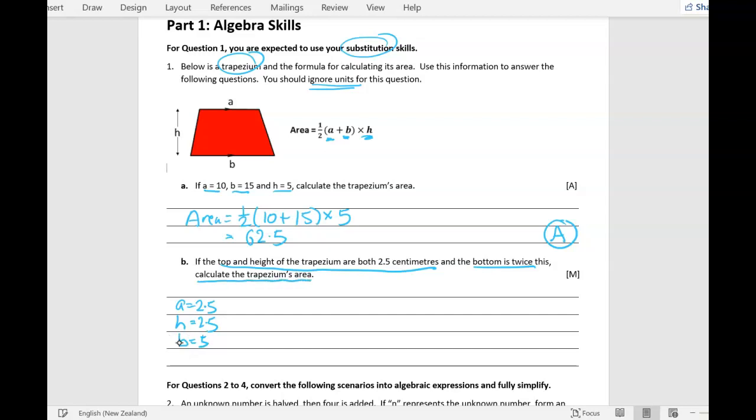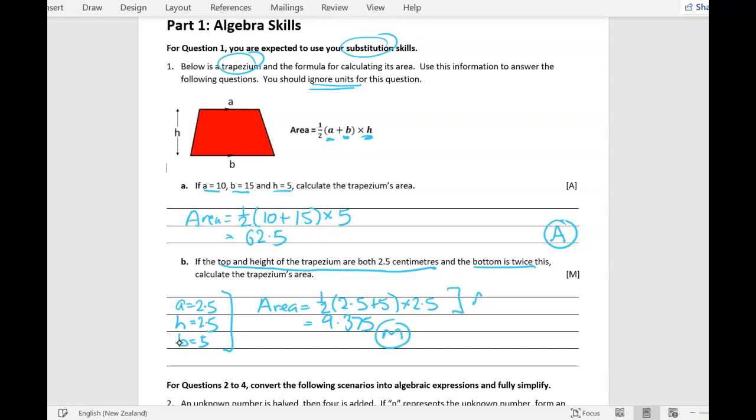Calculate the area of the trapezium. So same process, except it was just a bit trickier to pull out all the numbers from this particular question. So the area is going to be equal to 1/2, and we're going to take away the A, put in 2.5. The B is 5, so we're going to go plus 5, and then the H is 2.5. When you calculate all that, bang that into your calculator, you get 9.375. And if you got that answer, you got a merit.